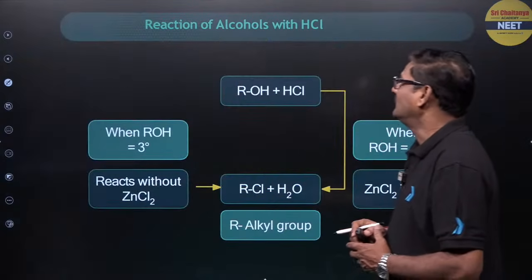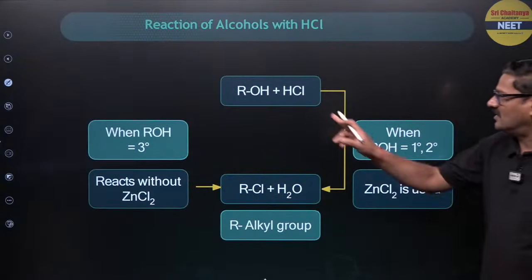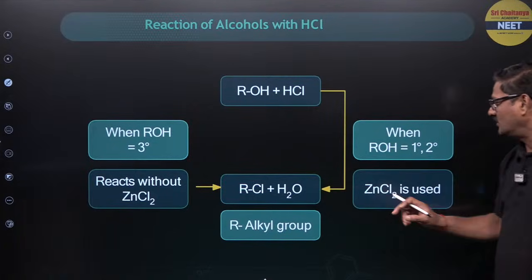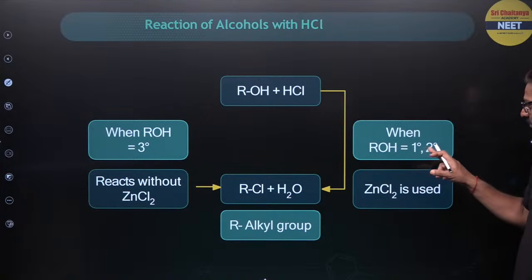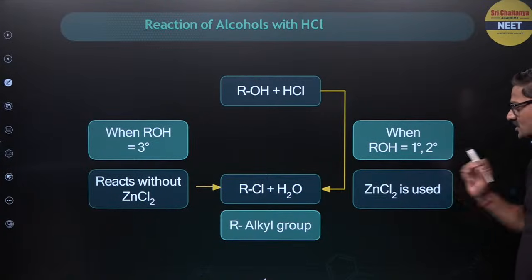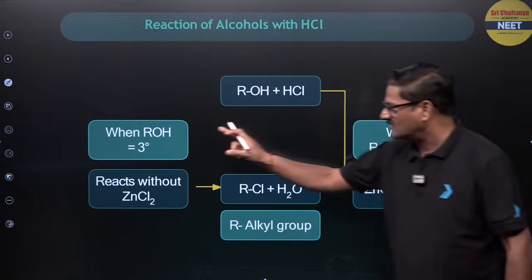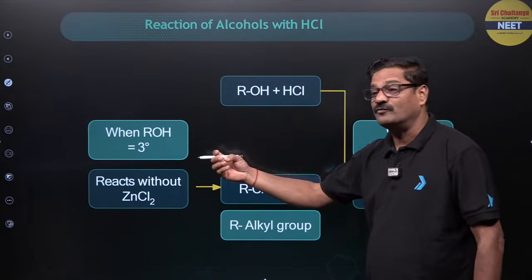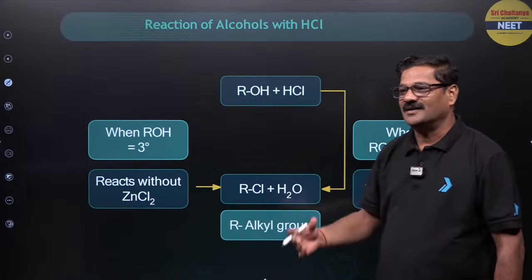Okay, come on. So, reaction of alcohols. Alcohol reacts with HCl, and you are going to get an alkyl chloride. When the alcohol is primary or secondary, you need to use zinc chloride. If the alcohol is a tertiary alcohol, it reacts directly, even without zinc chloride.